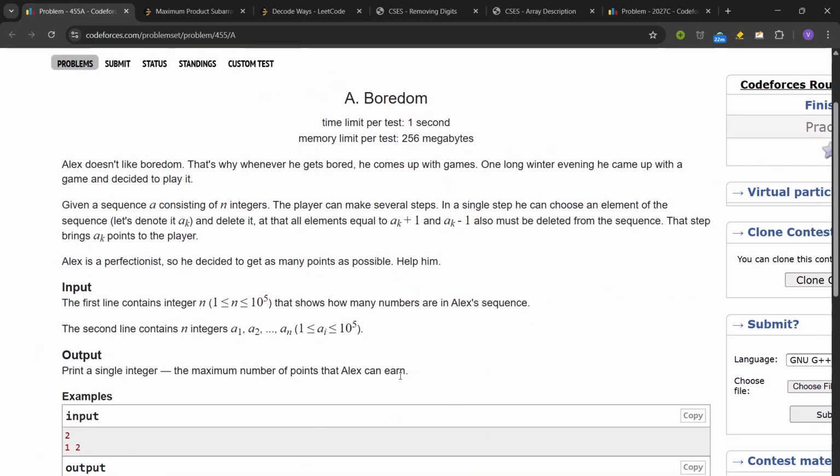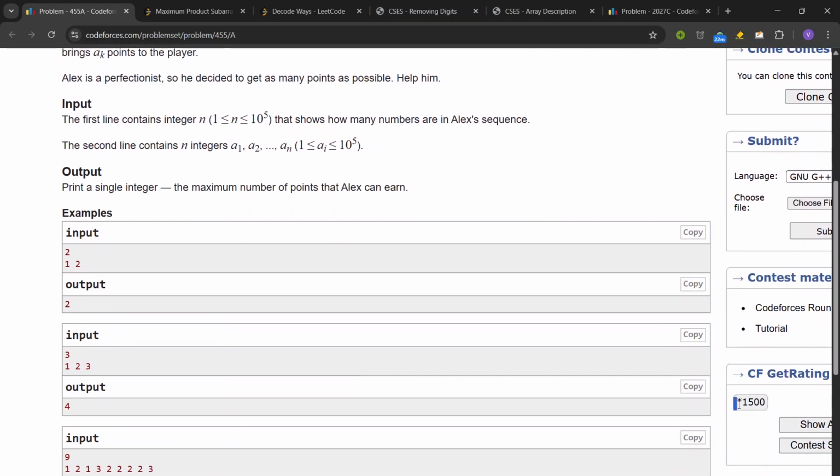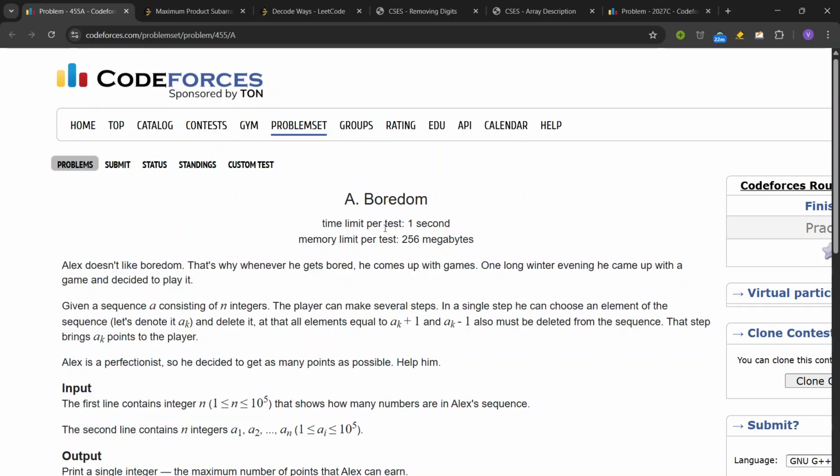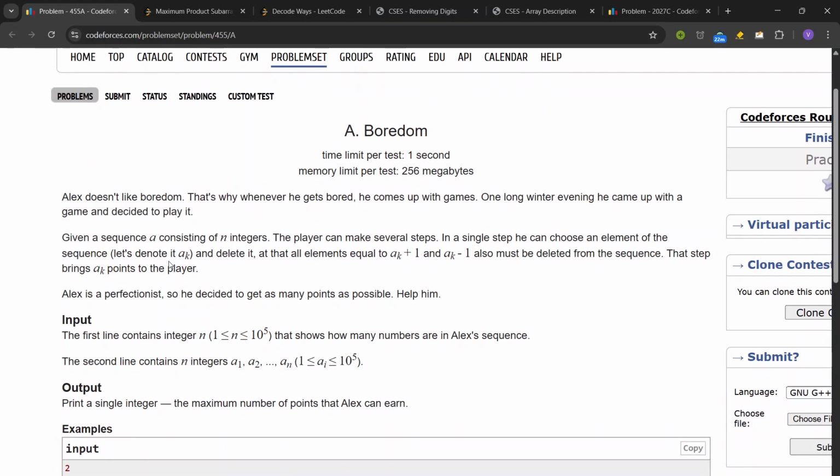Okay, so let's just take some kind of moderate level question, which is like 1500 in Codeforces. The question is that Alex, a student, doesn't like boredom. That's why whenever he gets bored, he comes up with a game.